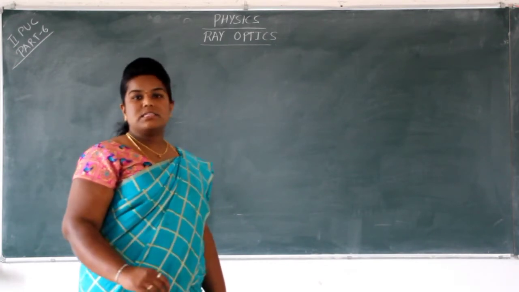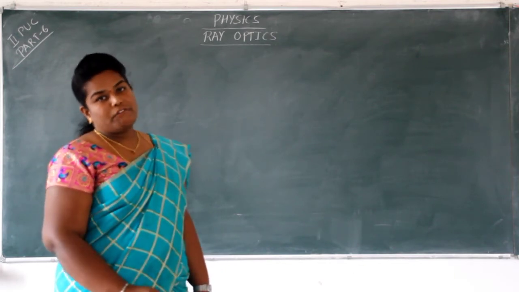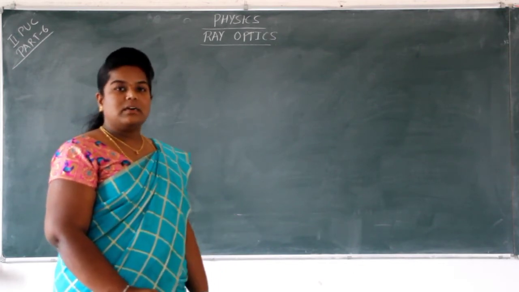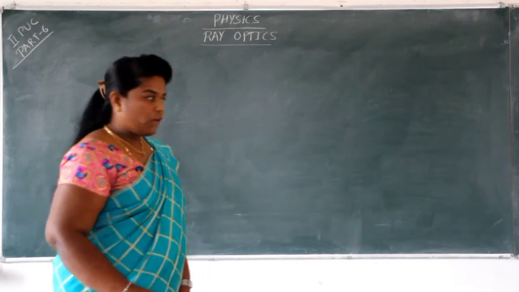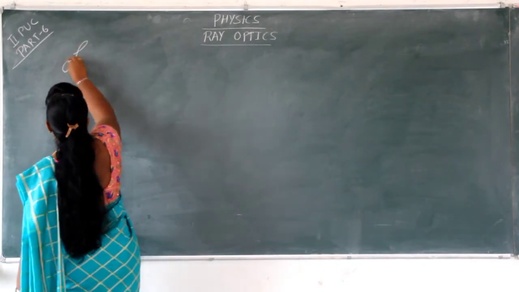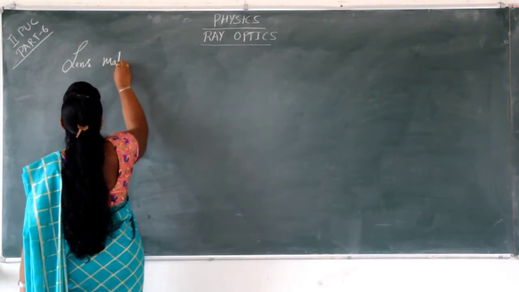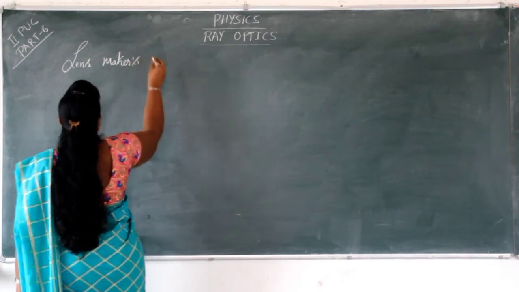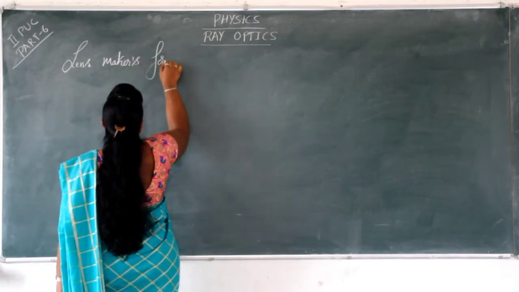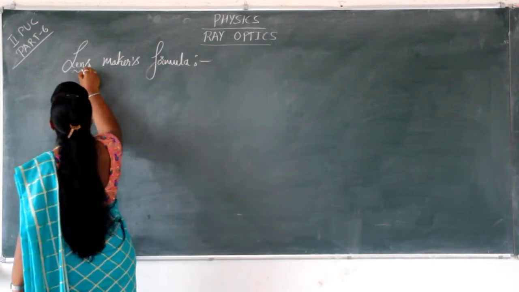So, to design the lens of a desired focal length, we need the help of a formula called the Lensmaker's formula. In the previous class I even discussed this ray diagram with this Lensmaker's formula. Yes, now we are discussing this Lensmaker's formula.